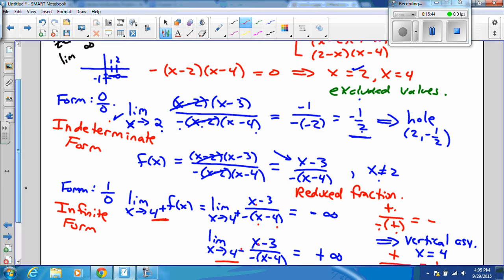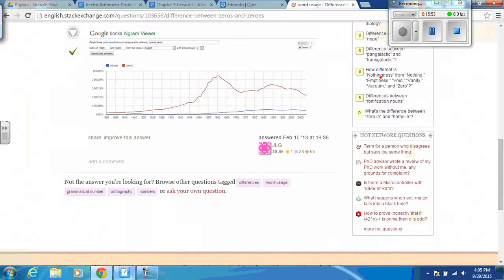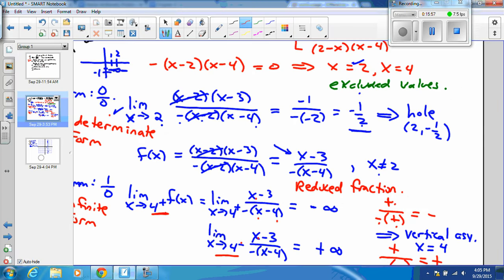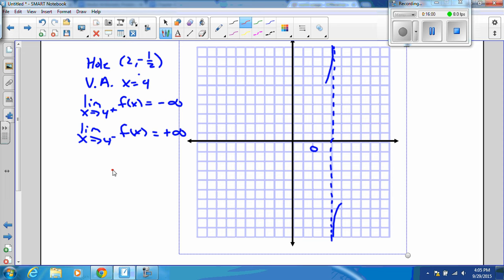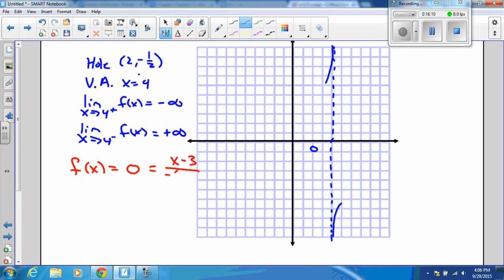Let's go back to our reduced fraction here. Remember that f of x is equal to x minus 3 over the opposite of x minus 4, as long as x is not 2. And let's take our reduced fraction and set it equal to 0 so that we can find the zeros.